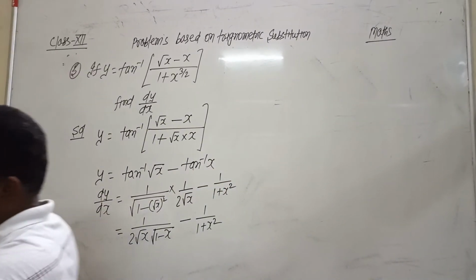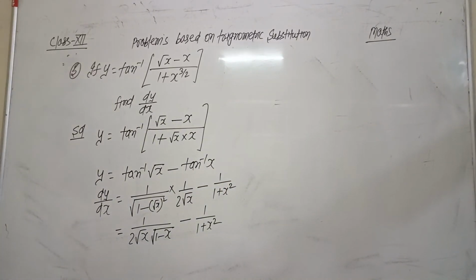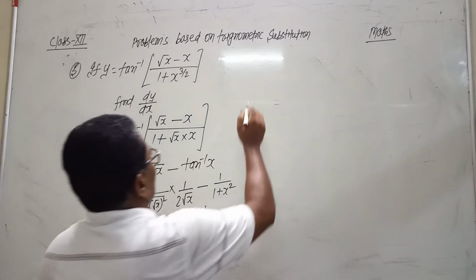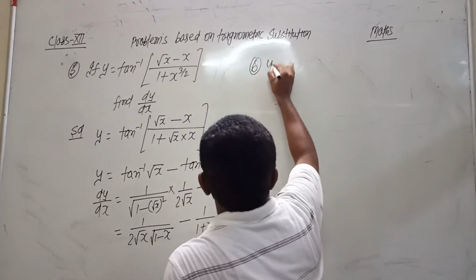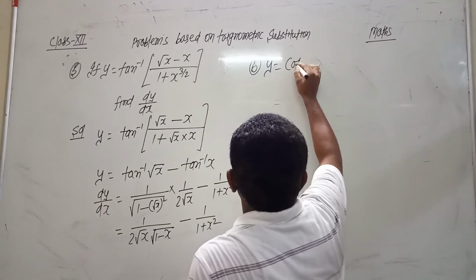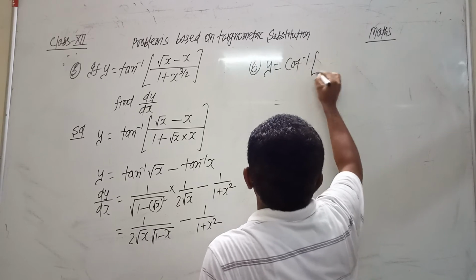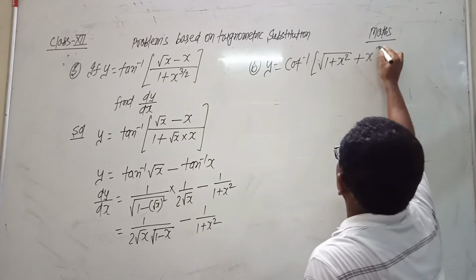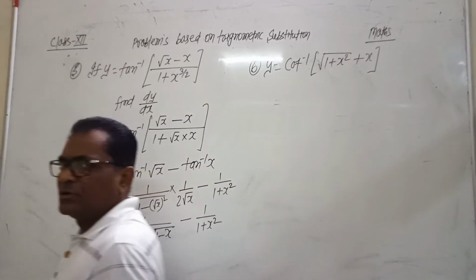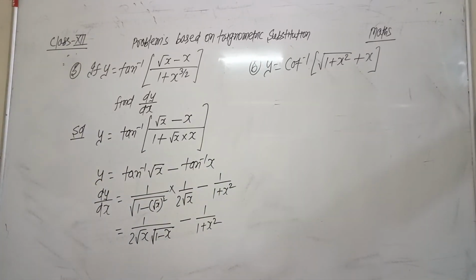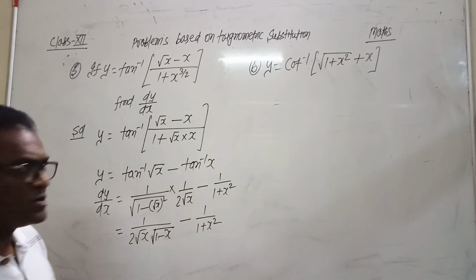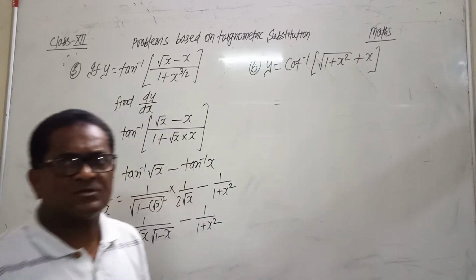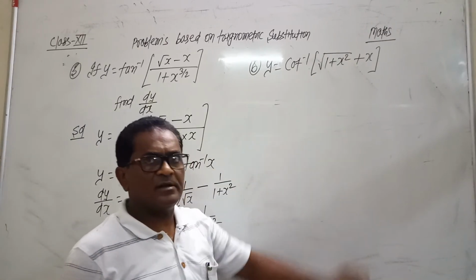See another question. y equals cot inverse of (under root 1 plus x square plus x). So this is of the form 1 plus x square, and here is cot inverse.